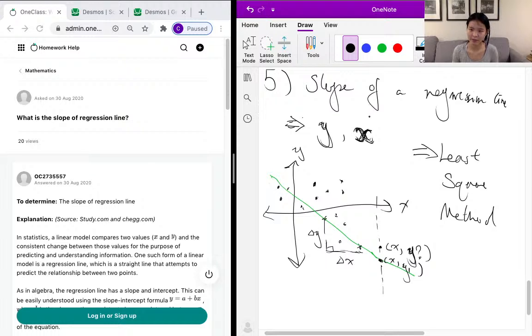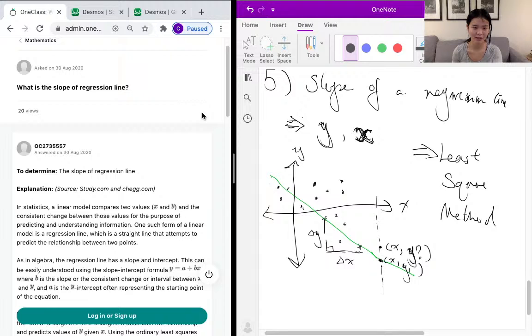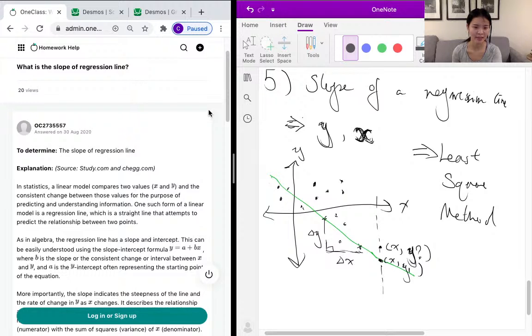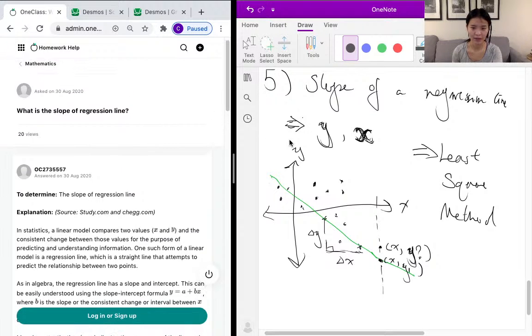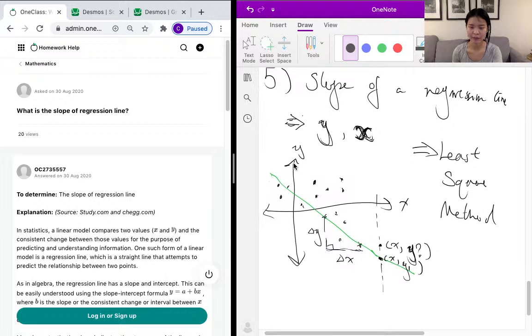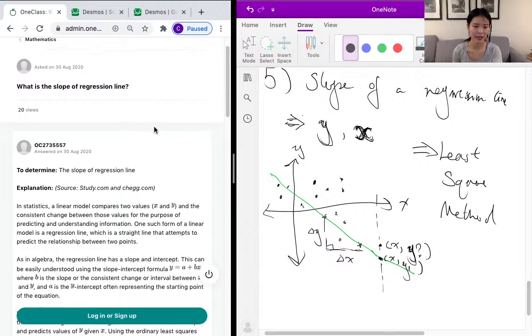So the slope of the regression line has a lot of uses, and linear regression also has a lot of uses. It's probably one of the first few concepts that you're going to learn in statistics. So it is quite useful, and this is what the slope of a regression line symbolizes. It basically represents the changing y over changing x, and it can give you the changing y if the changing x is already known.